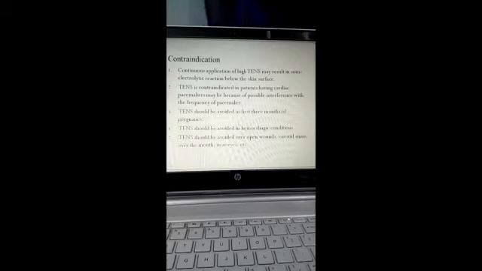Then TENS should also be avoided in hemorrhagic conditions, and also it should be avoided over open wounds, carotid sinus, over the mouth, near eyes, etc. So this is about indications and contraindications.